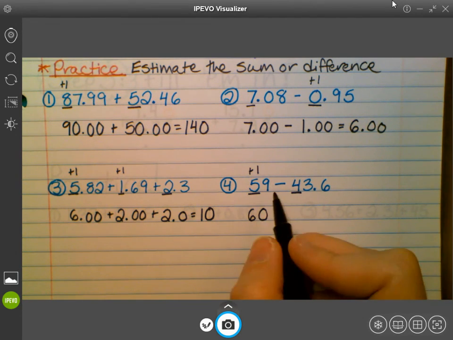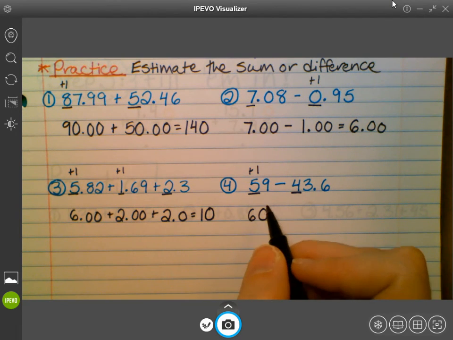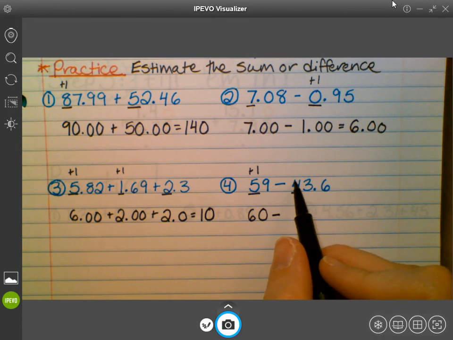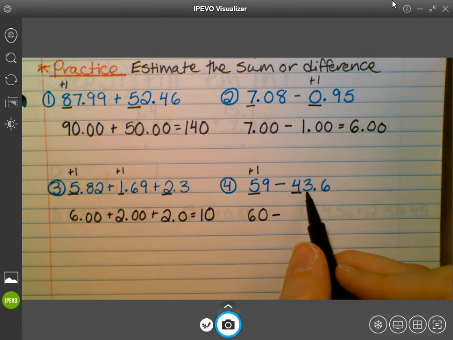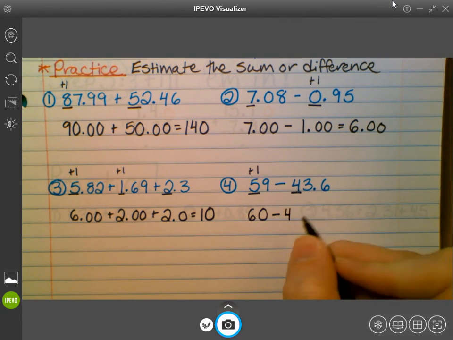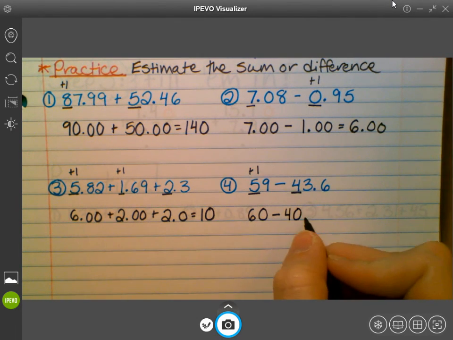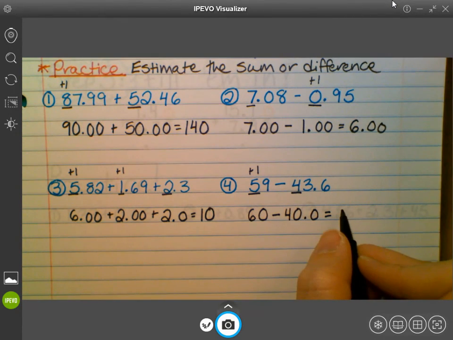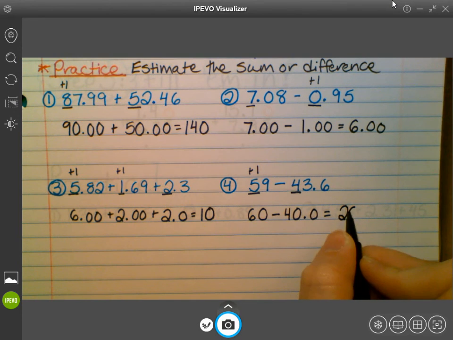Did anyone accidentally put a decimal between the 6 and the 0? Make sure you didn't, because is there a decimal in the number we're starting with? No, so there should not be a decimal here. It's a whole number. Minus, and then I underline my 4. I look next door, it's a 3. That's less than 5, so my 4 stays the same. Everything else becomes zeros. 60 minus 40, you get 20.